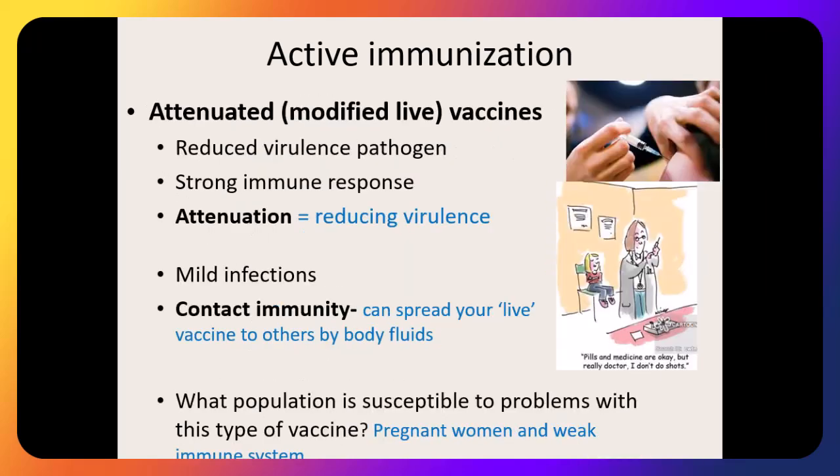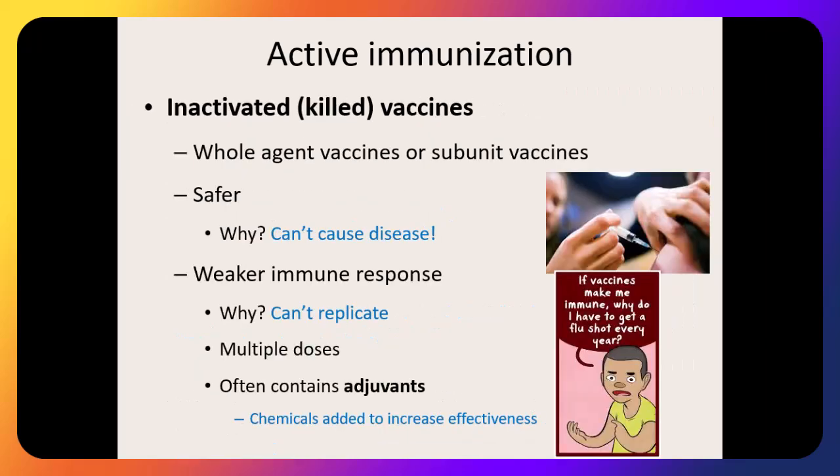An example of an attenuated live vaccine: the flu vaccine has two kinds of vaccines, the shot and the nasal. The nasal is an attenuated live vaccine. The shot is inactivated or a killed vaccine, which means I've taken my object and I've killed it. That's how you make it killed.